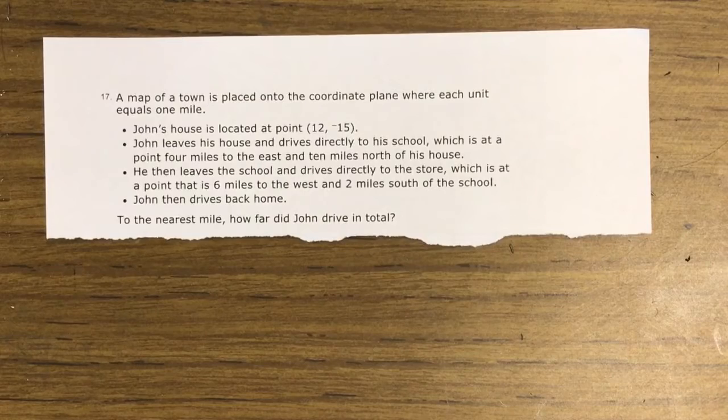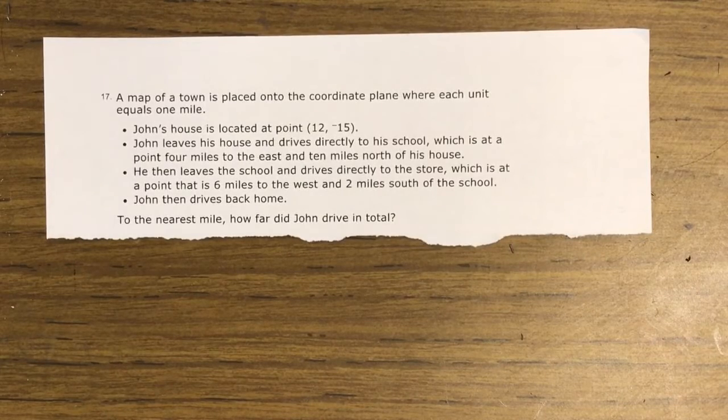So the question was, a map of a town is placed onto the coordinate plane where each unit equals 1 mile. John's house is located at point (12, -15). John leaves his house and drives directly to his school, which is at a point 4 miles to the east and 10 miles north of his house. He then leaves the school and drives directly to the store, which is at a point that is 6 miles to the west and 2 miles south of the school. John then drives back home. To the nearest mile, how far did John drive in total?